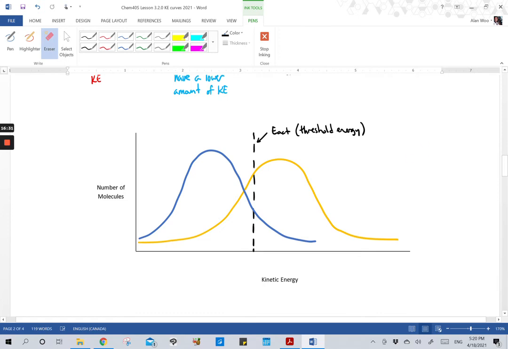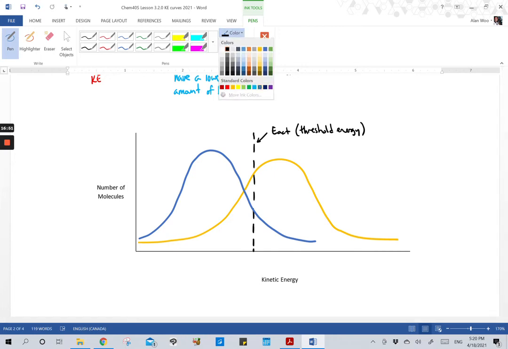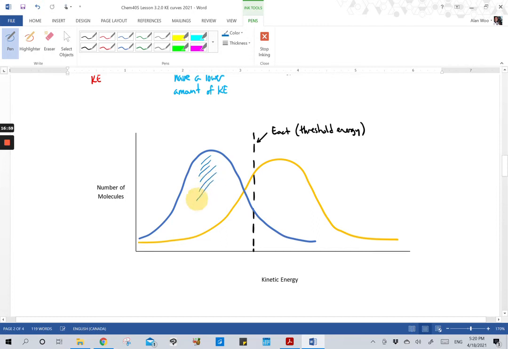So if you want to pause the video here, you can take your time and sketch out the two curves. Okay, make them similar to what I have shown here. So what we see now with the presence of activation energy. Now let's look at this darker curve first. Okay, the majority of molecules have less energy than the activation threshold.